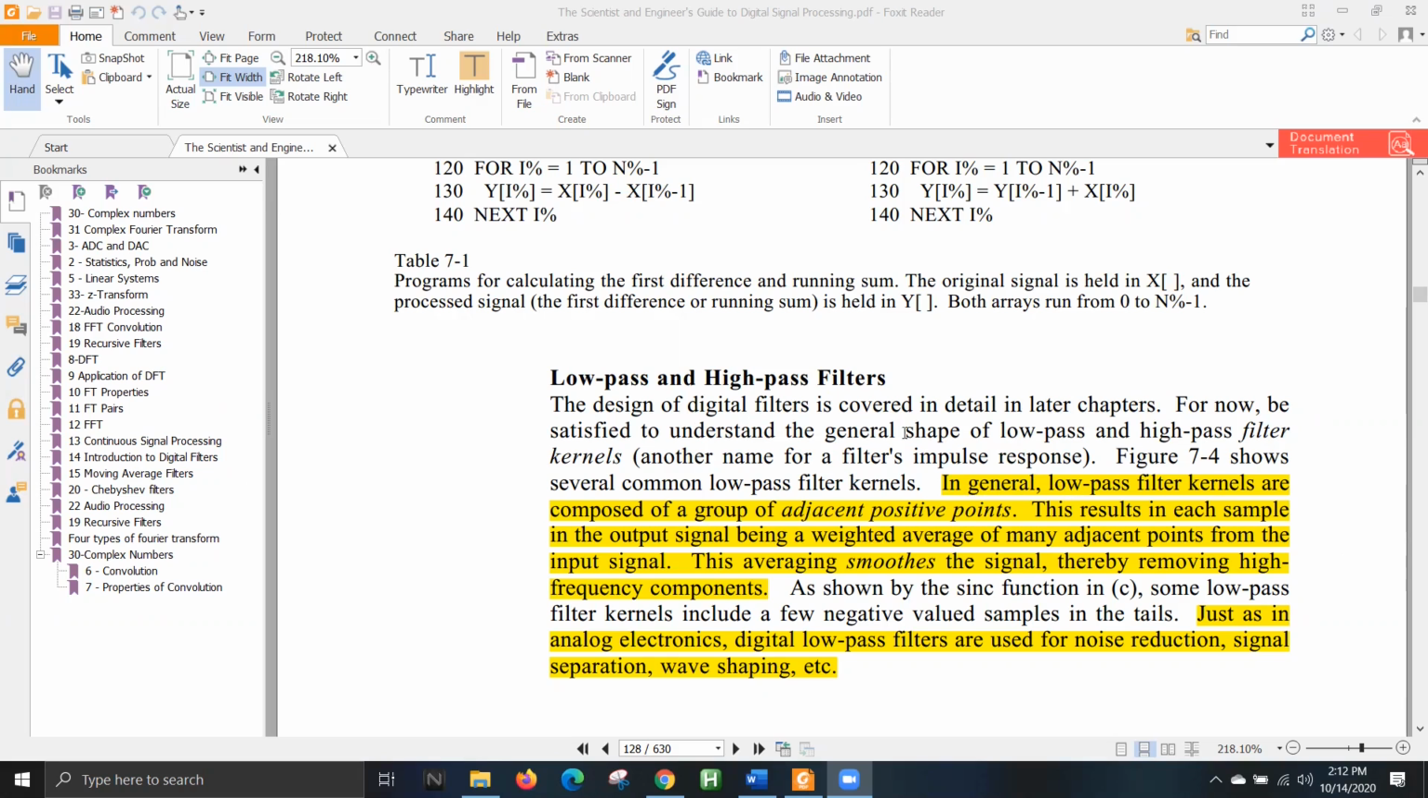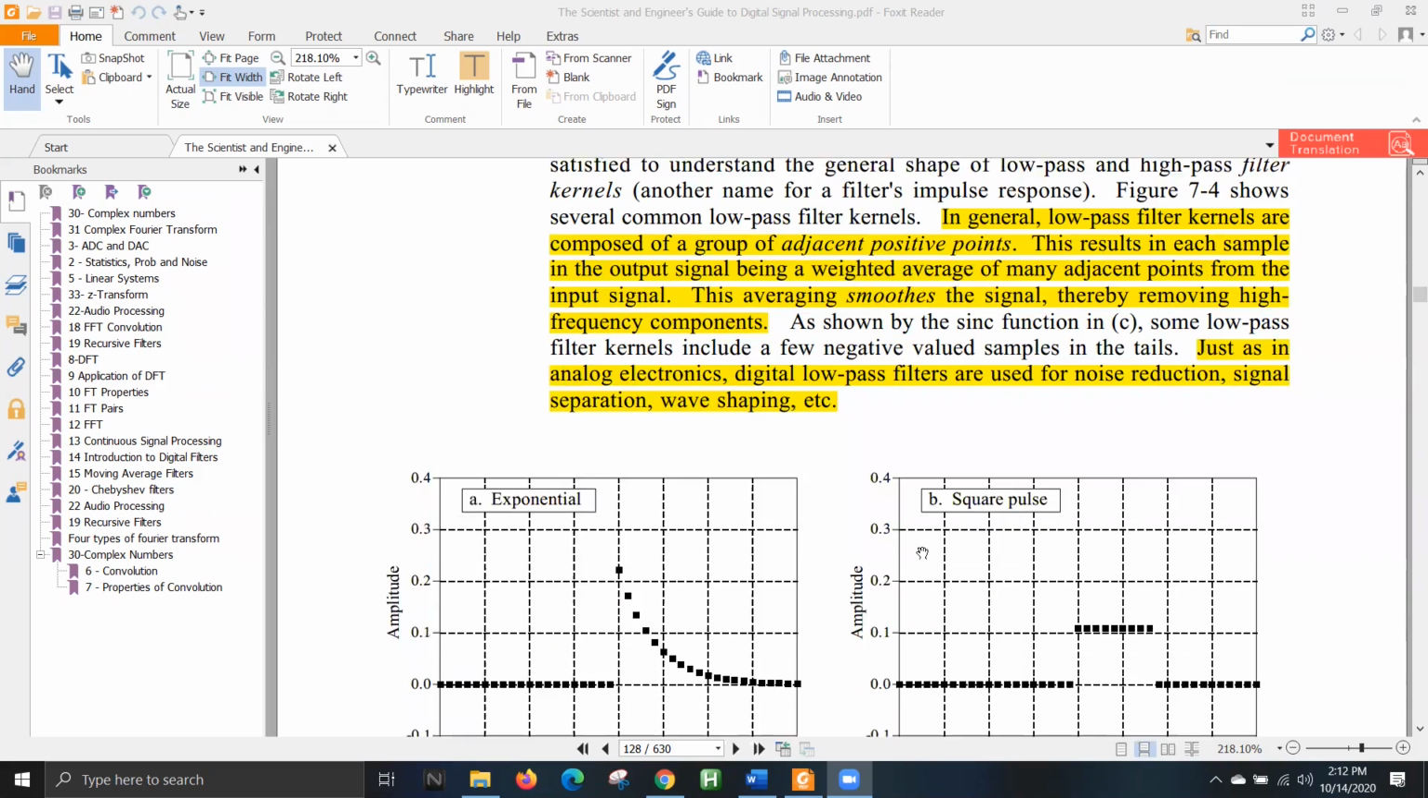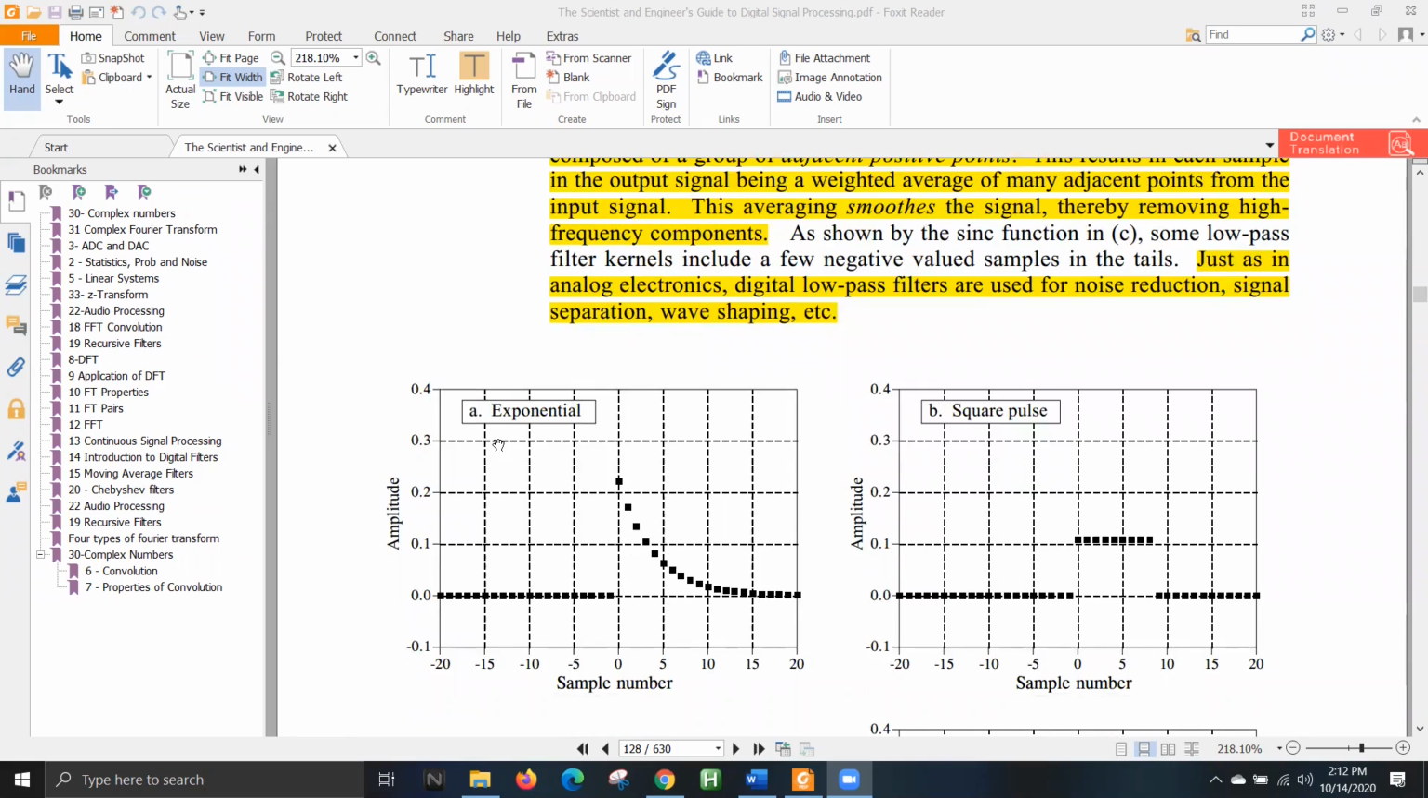Okay, so in general, the thing that you need to remember is a low pass filter kernel is composed of a group of adjacent positive points. So the h[n] for low pass filtering would be a bunch of adjacent positive points, something like this. If it is an exponential low pass filter, then it would be something like this. If it is a square pulse low pass filter, then it would be something like this: 0 in a particular area, but some positive values in a small region. So this would be an example of a low pass filter.